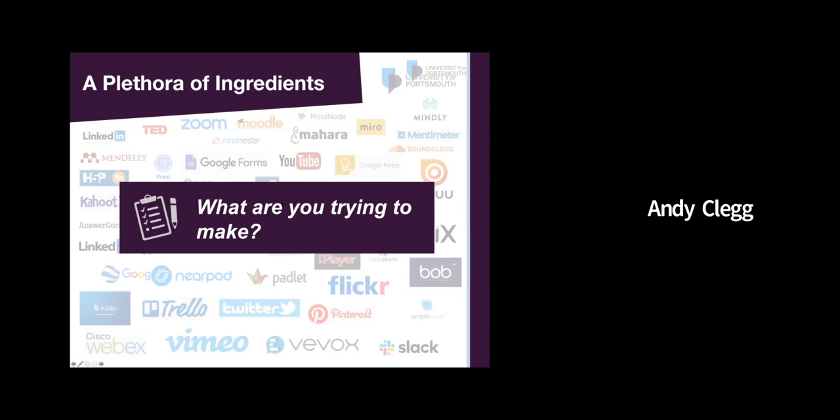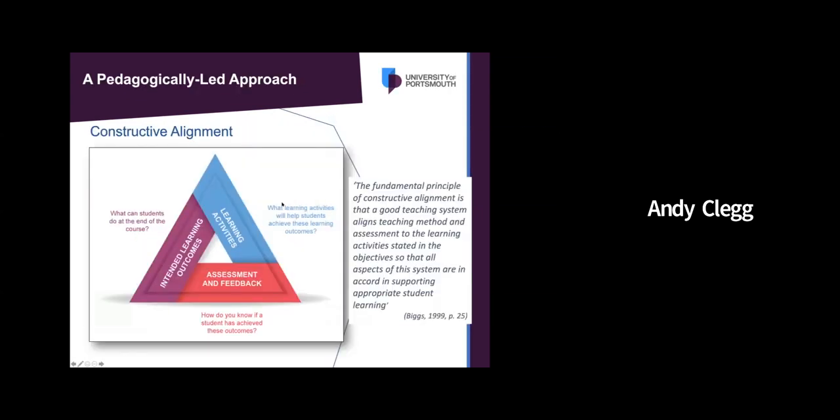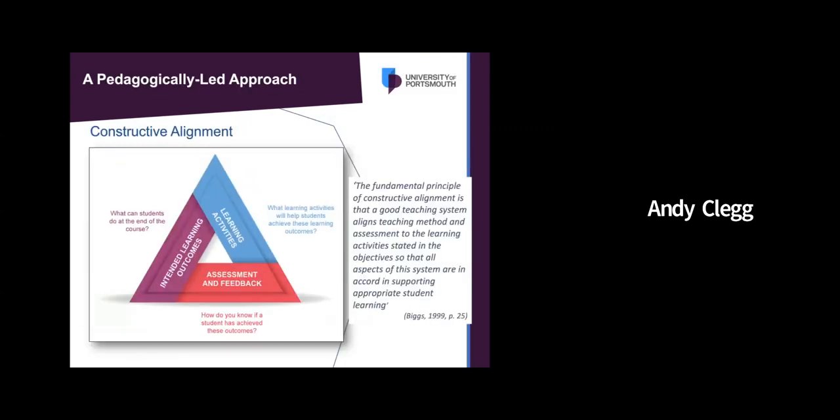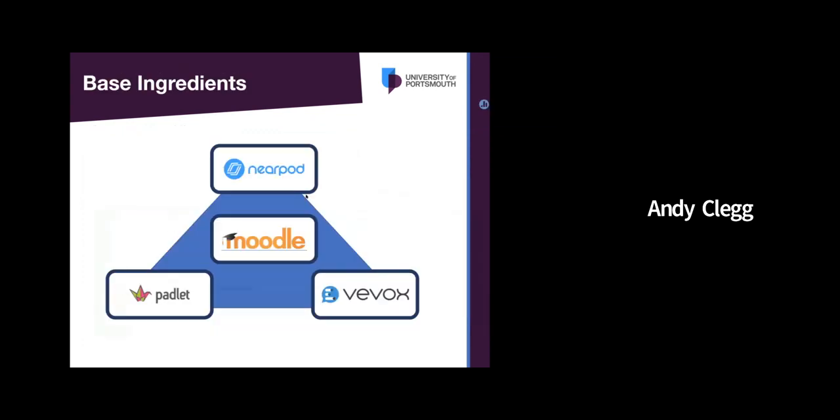One of the things within the framework is, again, the constructive alignment. So you're picking the right ingredients to facilitate that structure. But also, you don't have to use everything. So what we've tried to do from coming in afresh is Moodle is at the heart of what we're doing. But we have Nearpod, Padlet, and Vivox as perhaps your core ingredients.